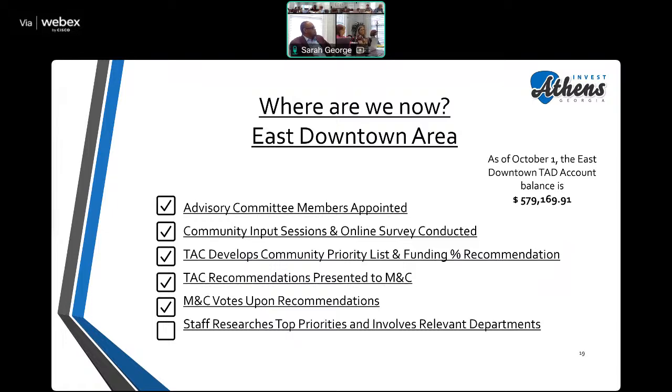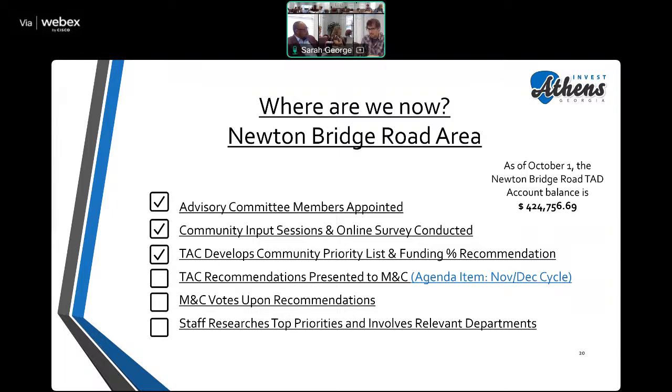So that's East Downtown. The Newton Bridge TAD, you will have an item coming to you later this month in the agenda setting meeting. They have put together their recommendation. I'll give you a spoiler: their recommendation is 100% towards public infrastructure. They're very interested and passionate about public safety on the roadways in Newton Bridge and slowing the traffic down through there. It'll be on the November-December cycle, and you can see their balance in the upper right corner.